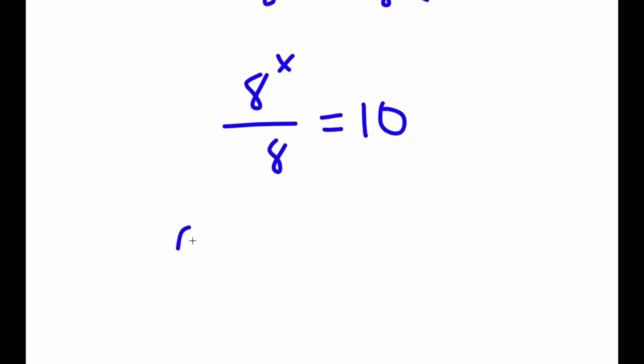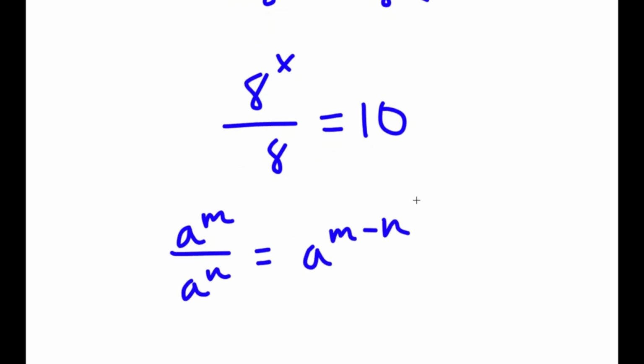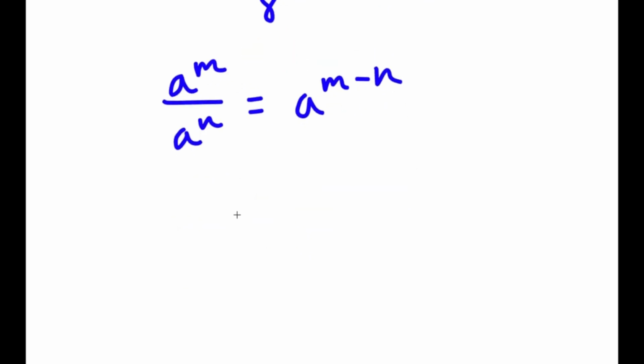So if I have something in the form a to the power of m over a to the power of n, this is equal to a to the power of m minus n. So a to the power of x over a to the power of 1, that's going to equal a to the power of x minus 1, which is equal to 10.